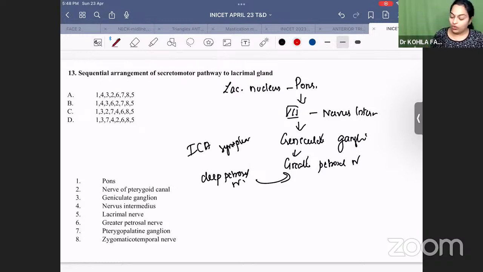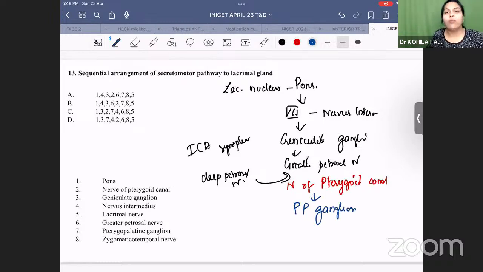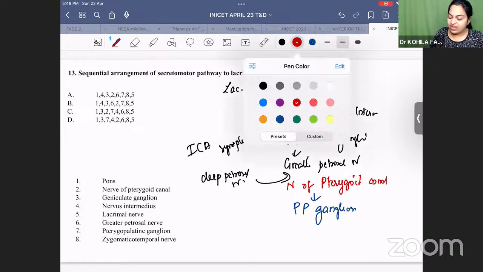Now, both are going to unite and form the nerve of the pterygoid canal. Okay, and this is going to come and end in which ganglia? The pterygopalatine ganglia, in the pterygopalatine fossa. And this will be connected to the maxillary nerve, isn't it?